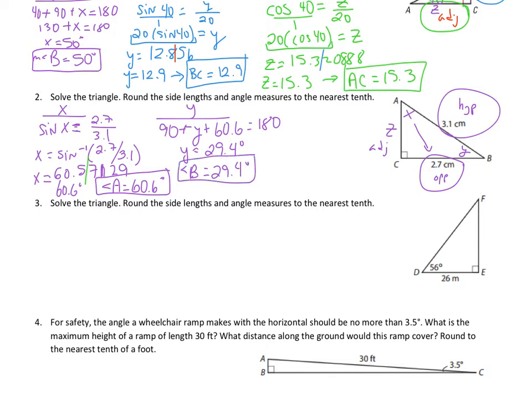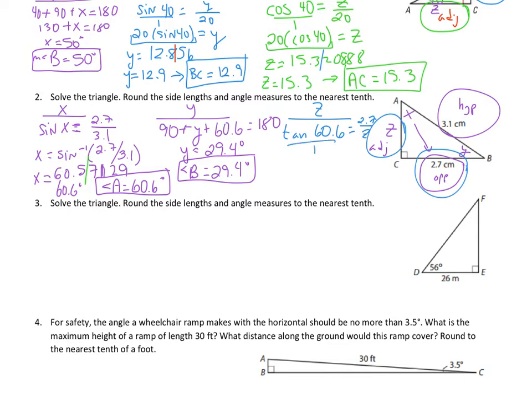For the last side, for my z, I need to use one of the other two sides. So it doesn't really make a difference if I use 3.1 or 2.7. So I'm going to use opposite this time. So if I've got opposite and adjacent, that means I've got tangent that we are going to be using. So tangent of my x, and we already know the x is 60.6 degrees, equals our opposite over adjacent.